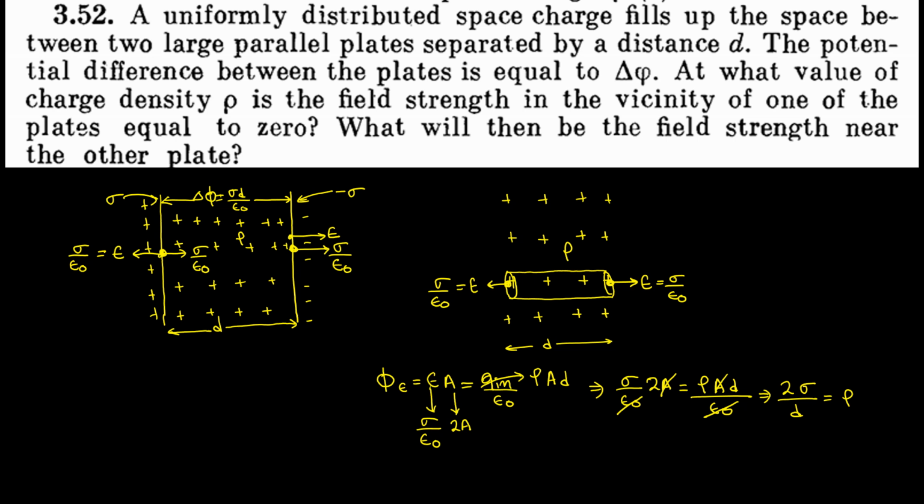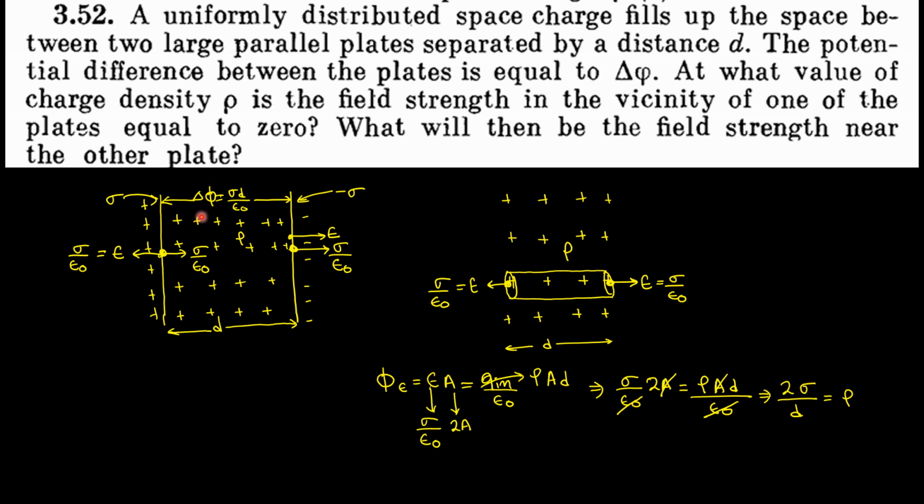Now the problem is that in the question they have mentioned nothing about the charge density sigma. They have only given this potential difference, delta V or delta psi, and asked to find out the charge density rho. So obviously I have to eliminate this sigma. Understood? There is nothing mentioned about the sigma, no?